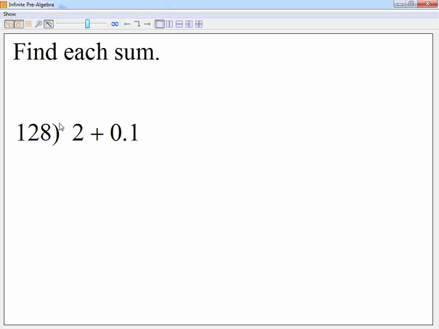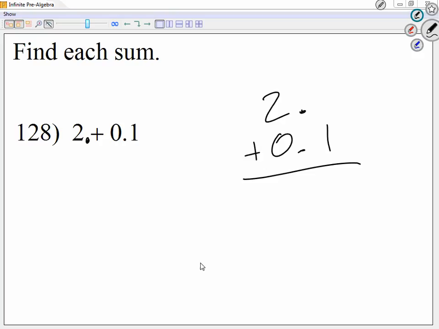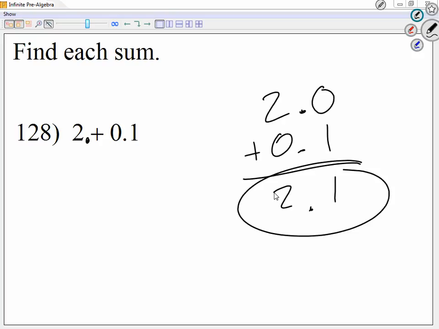Looking at number 128, if you don't see the decimal, it's at the end. So this one I'm going to line it up as 2 point, and then 0.1. I'm going to add these numbers. If your numbers are not the same length, you can always add zeros to make them the same length. I have 0 plus 1, 2 plus 0. My answer is 2.1. Once again, line up the decimal point. So that's adding and subtracting. So that will take us up into 138. Any questions up until 138?